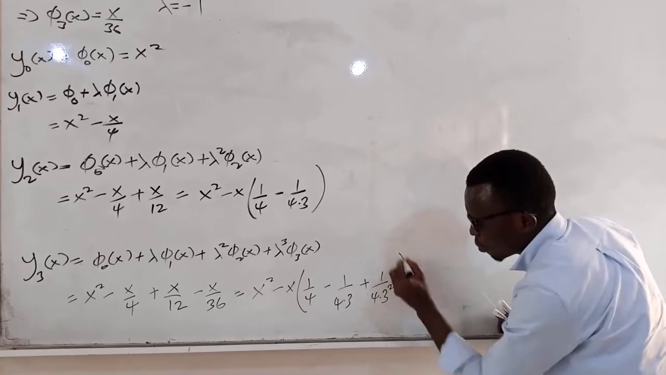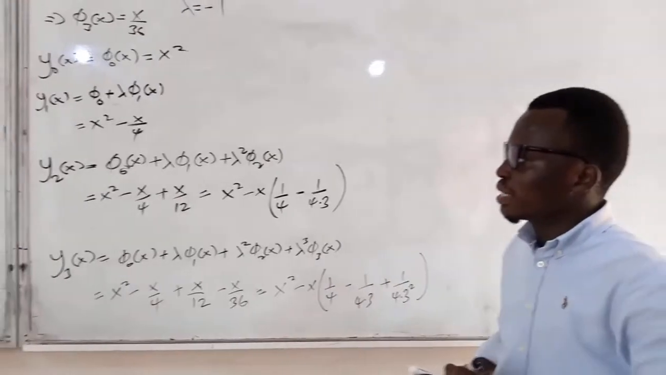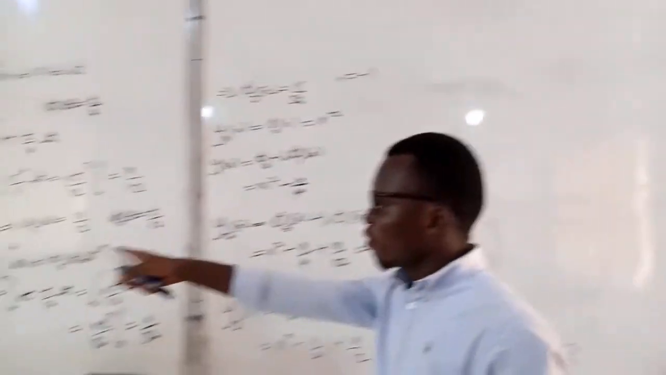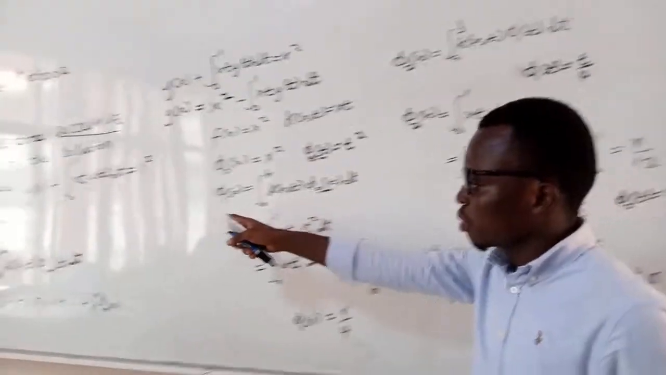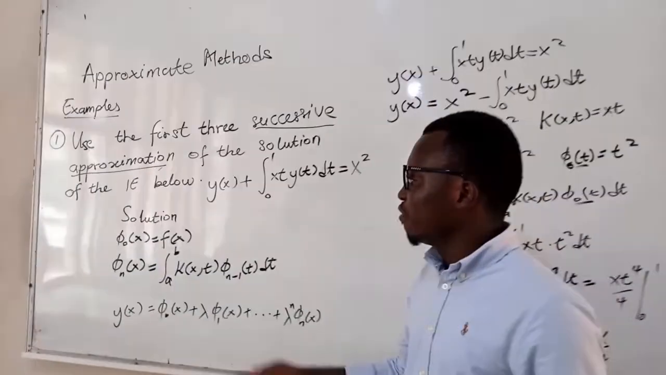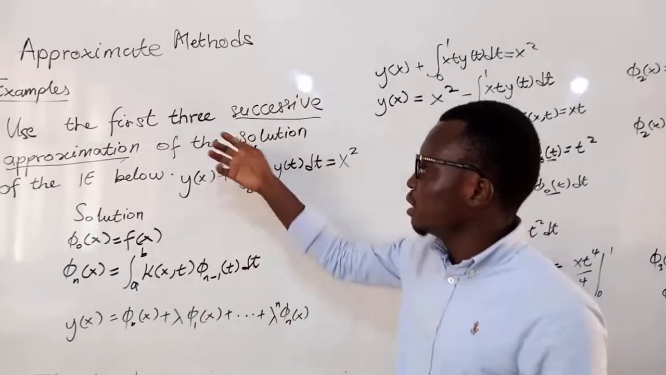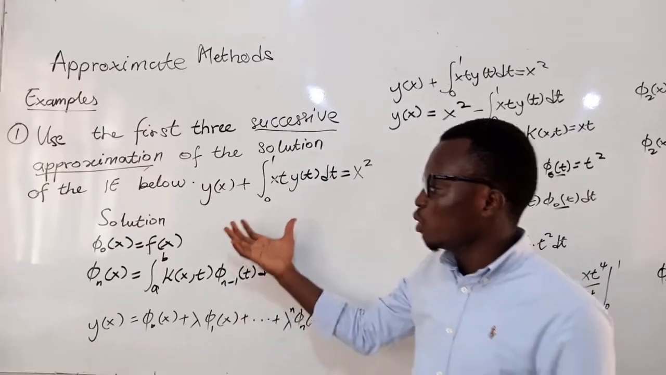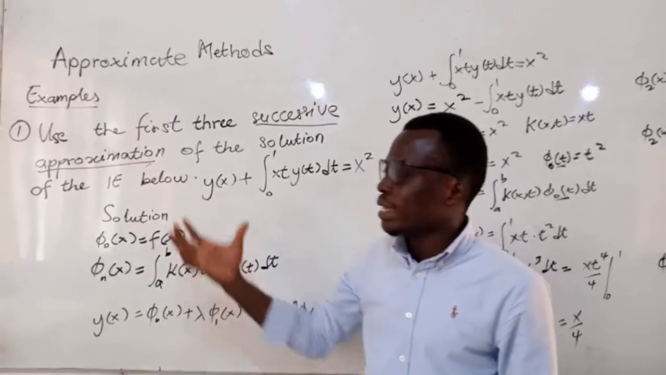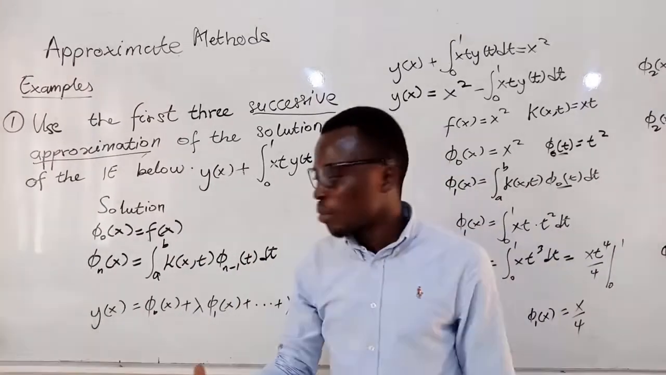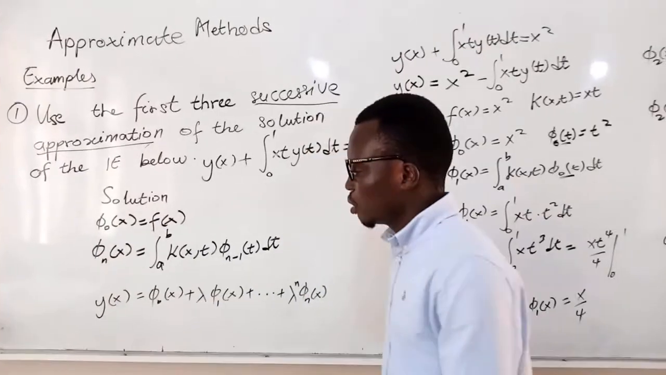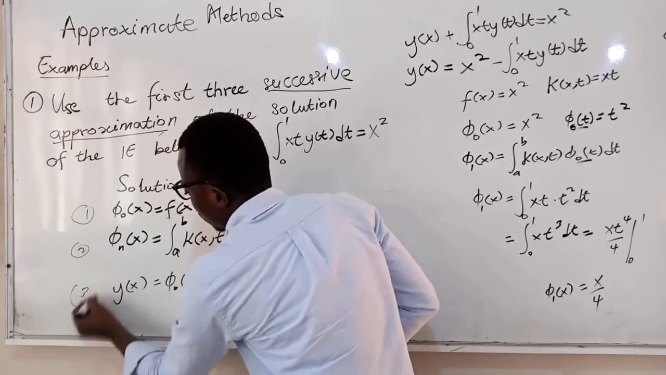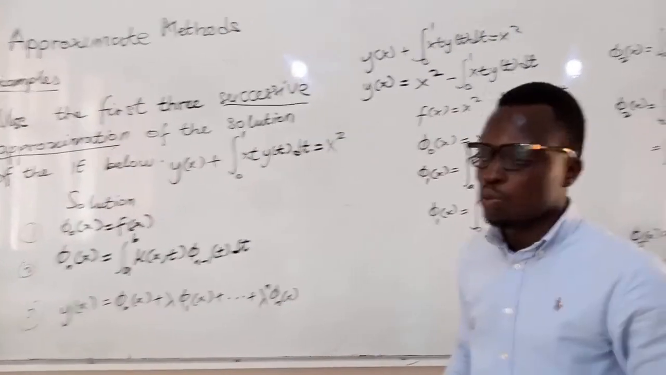3 squared. So this is the 3 successive approximation solution for this integral equation. And so anytime you are given a question to solve by successive approximation of the solution, that means you are going to use the approximate method using the free term. So these are the three things you have to note: 1, 2, and 3. These are the 3 key things you need to put in your head.